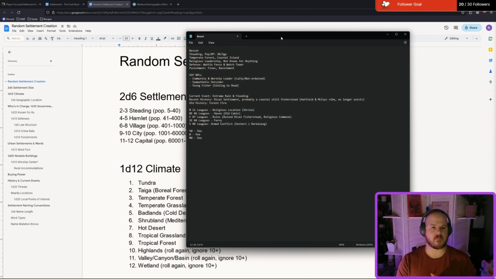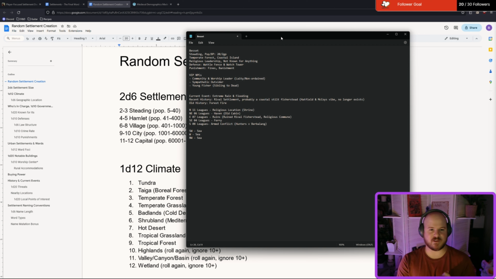In addition to that, we have a sympathetic outsider. And the third VIP NPC we have is a young fisher. And I have some other info in here. I have sibling to the dead, because, and I think we'll see this when we're building one live, as we build them together, you're going to see that the adventure hooks kind of make themselves. So in this one, it turns out that there's other stuff going on. And so the young fisher is a sibling to a dead person.